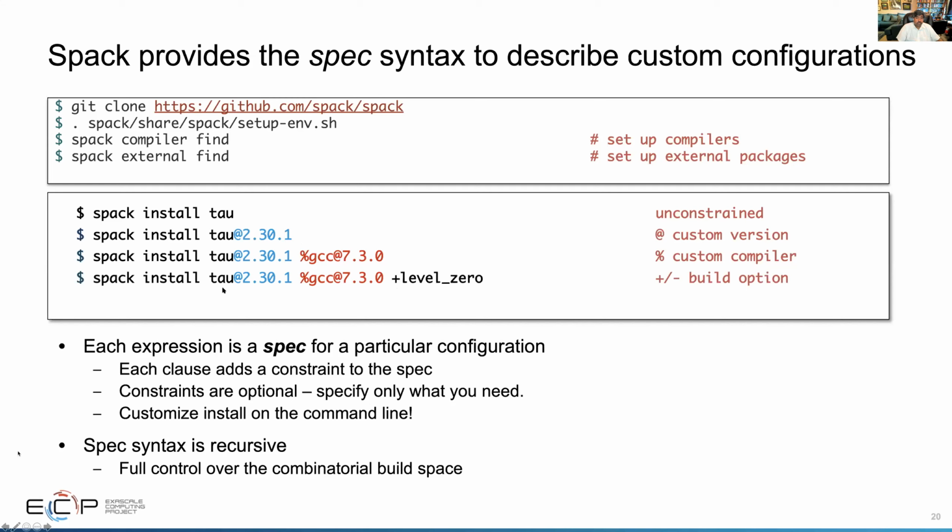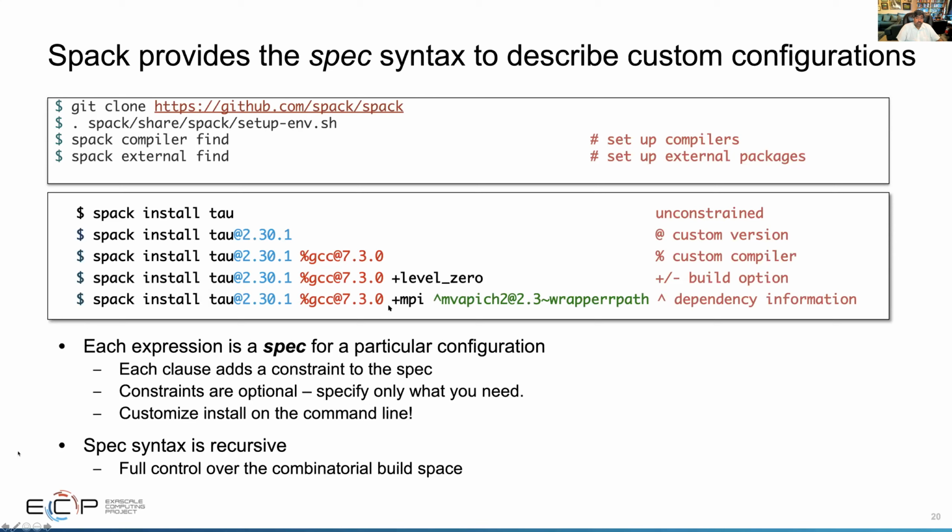Or you could specify build options. Each package has some variants. In the case of TAU, for Intel GPUs, it has Level Zero API support, and you can say spack install tau plus level zero, and then it will do that. Or you can say install TAU with MPI, but please use MVAPICH2 with version 2.3, which was built without the wrapper RPath option. Without that option, this allows you to substitute the MPI from within the container with an external MPI.